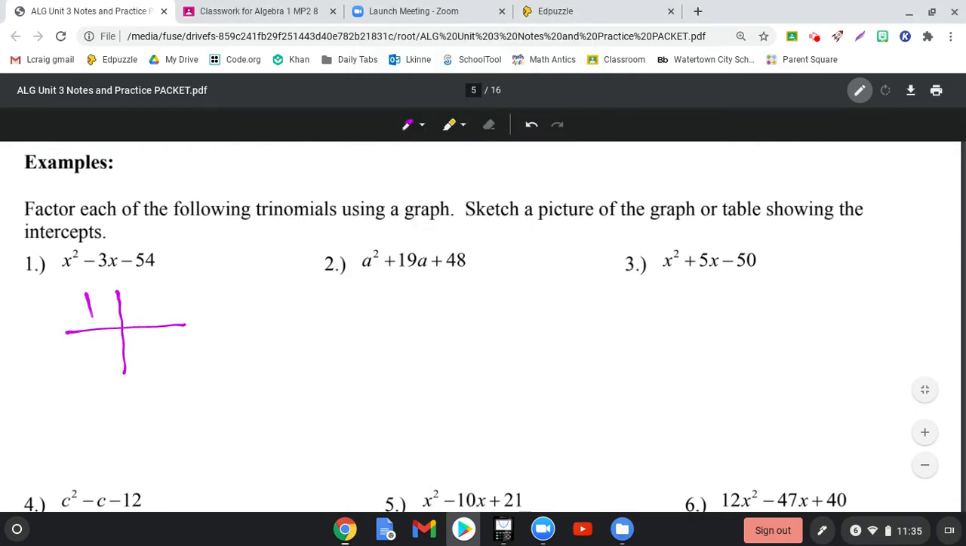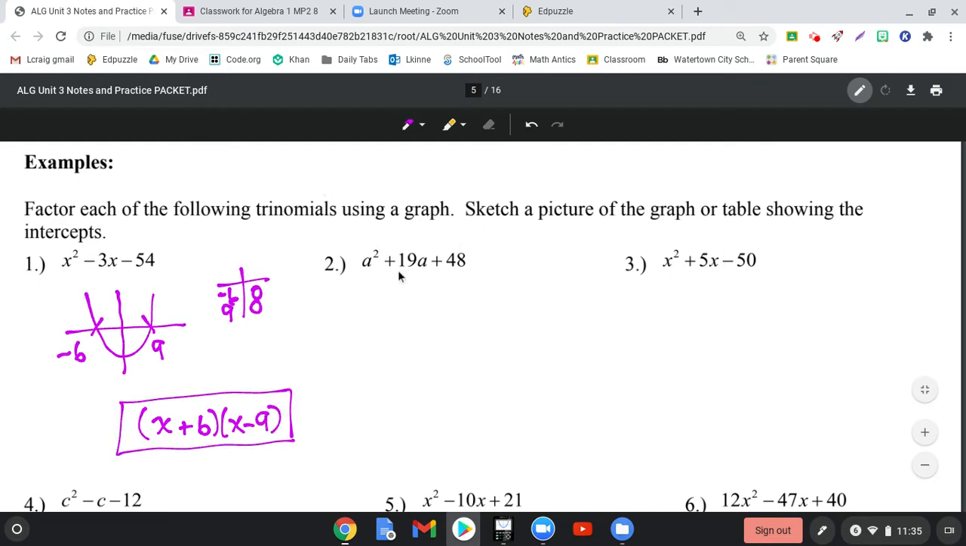They're all this U shape. It's called a parabola. So negative 6 and 9. Again, if you got it from the table, if you couldn't tell, it was negative 6 and 9. Either way, when you go to write your answer, it's going to be x plus 6, x minus 9.